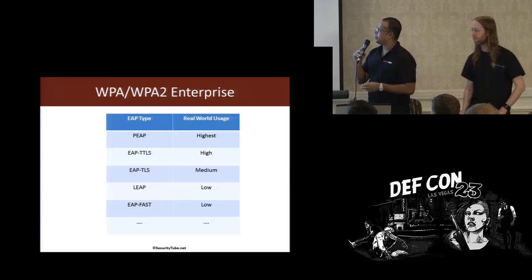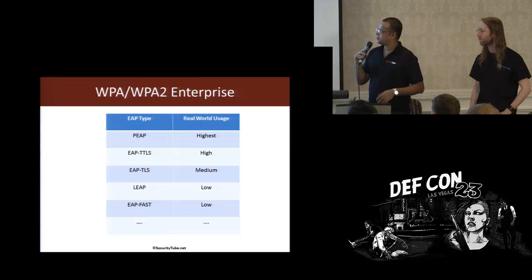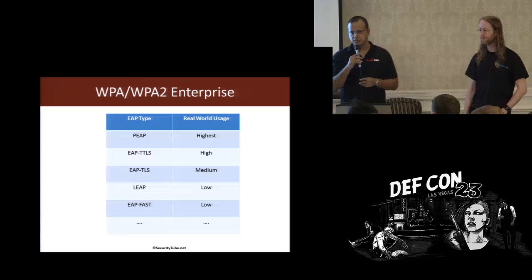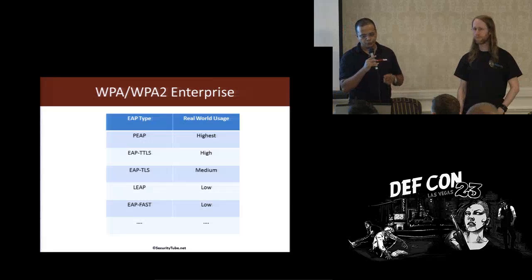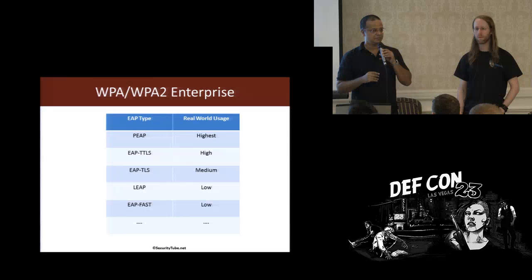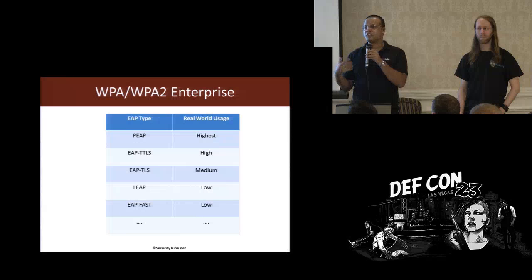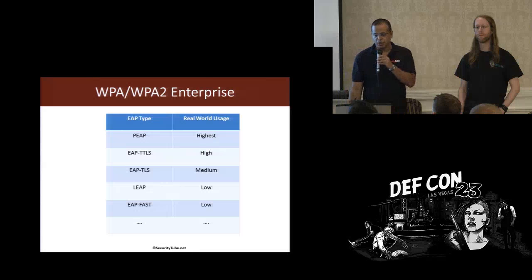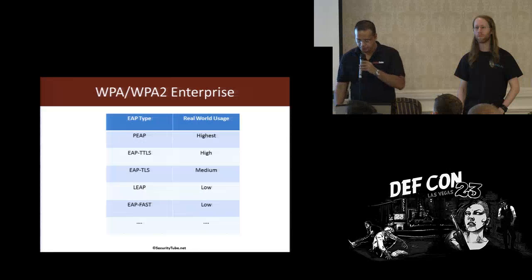Now, if we look at WPA and WPA2 Enterprise, we have PEAP, TTLS, TLS, a bunch of others, some of which might not be used anymore. Why is PEAP so popular? PEAP is the only EAP mechanism which Windows supports out of the box. That kind of made it the de facto one with the highest amount of usage.